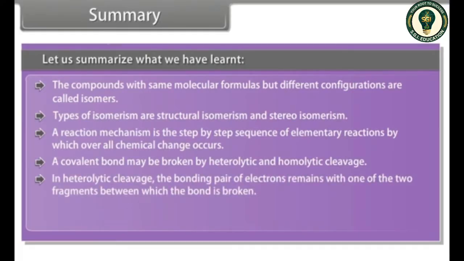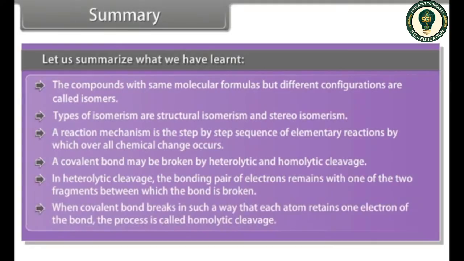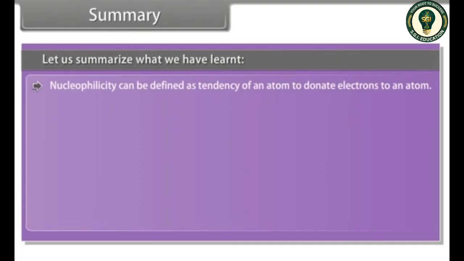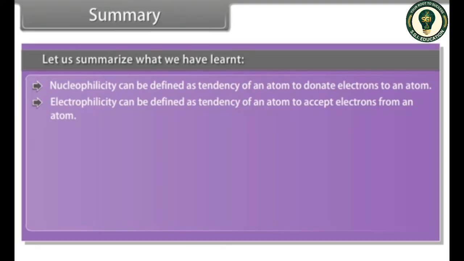In heterolytic cleavage, the bonding pair of electrons remains with one of the two fragments between which the bond is broken. When a covalent bond breaks in such a way that each atom retains one electron of the bond, the process is called homolytic cleavage. Nucleophilicity can be defined as the tendency of an atom to donate electrons to an atom. Electrophilicity can be defined as the tendency of an atom to accept electrons from an atom.